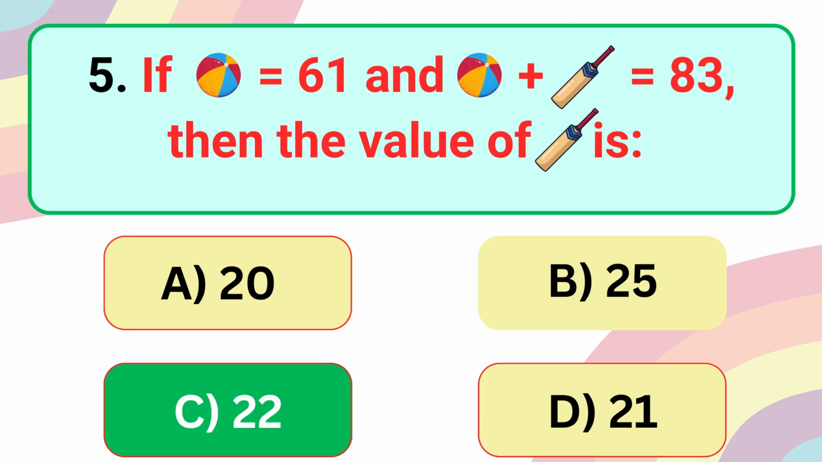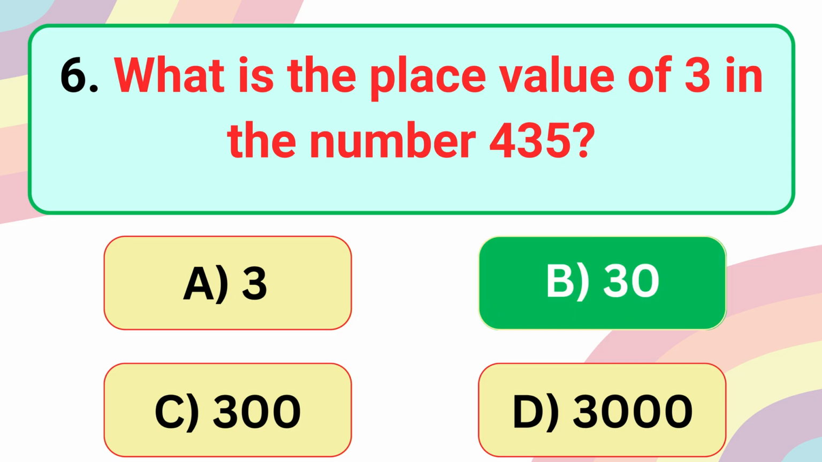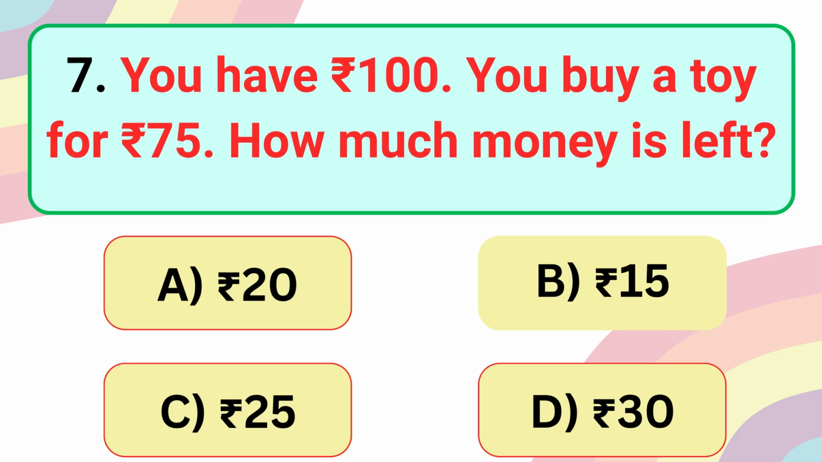Answer C, 22. What is the place value of 3 in the number 435? Answer B, 30. You have 100 rupees. You buy a toy for 75 rupees. How much money is left?